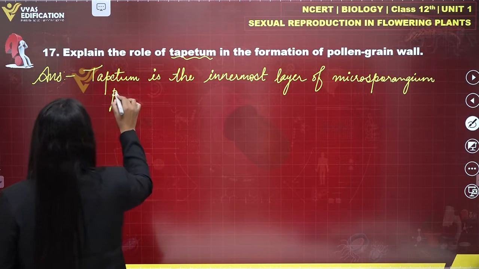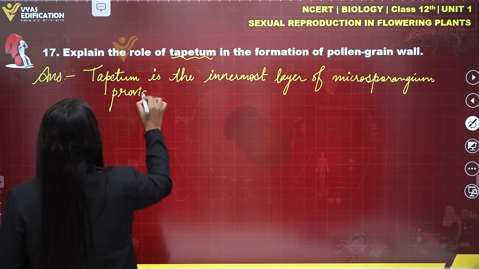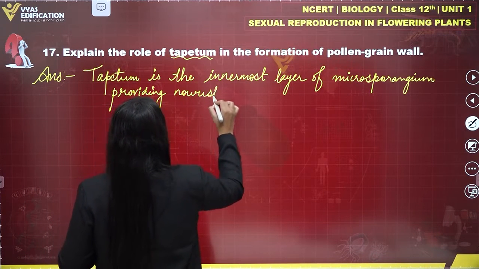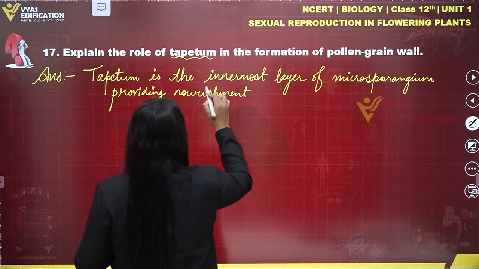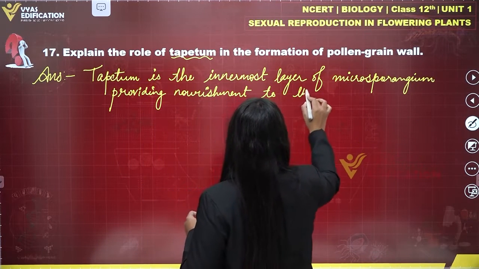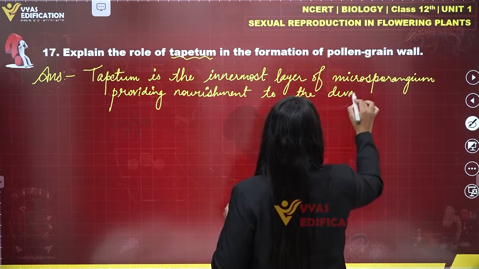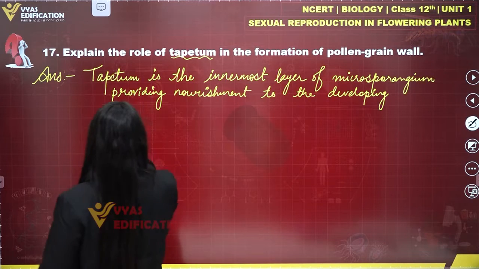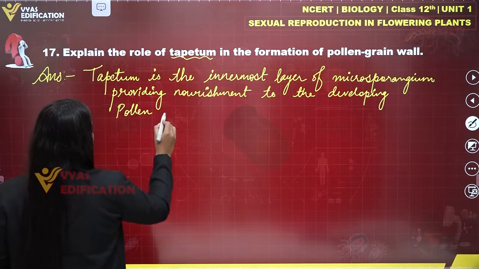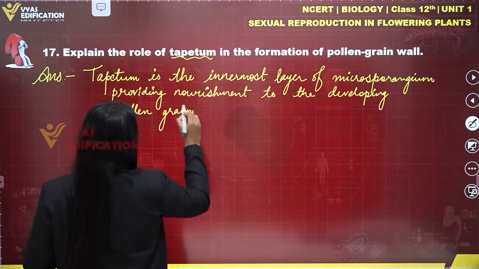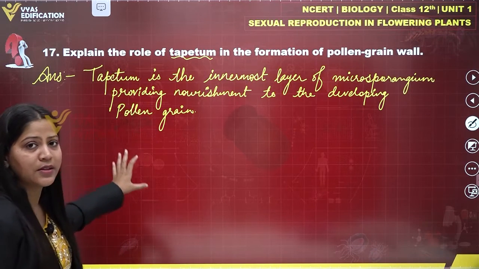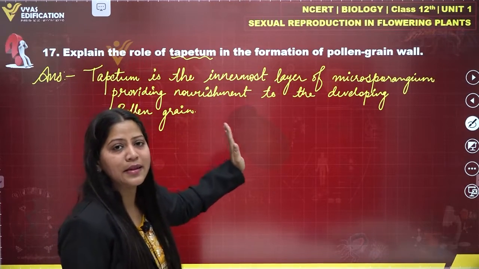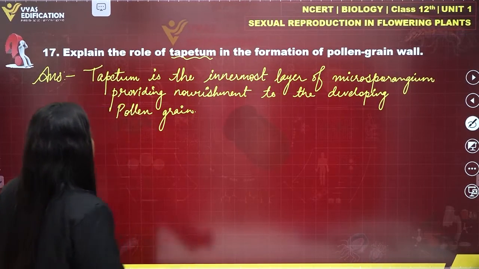Providing nourishment to the developing pollen grains. As we know, pollen grains are going to develop inside these microsporangium. So the tapetum is actually the innermost layer of the microsporangium, which provides nourishment to the developing pollen grain.